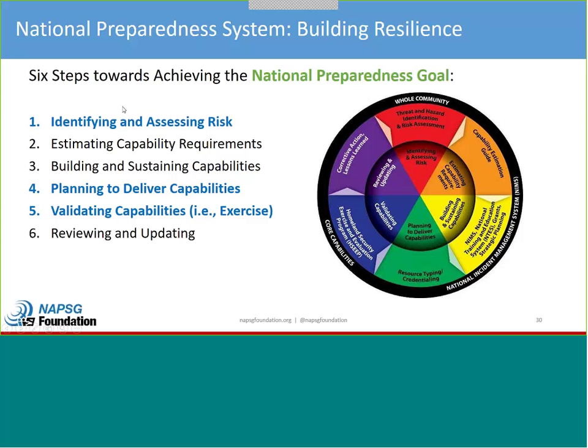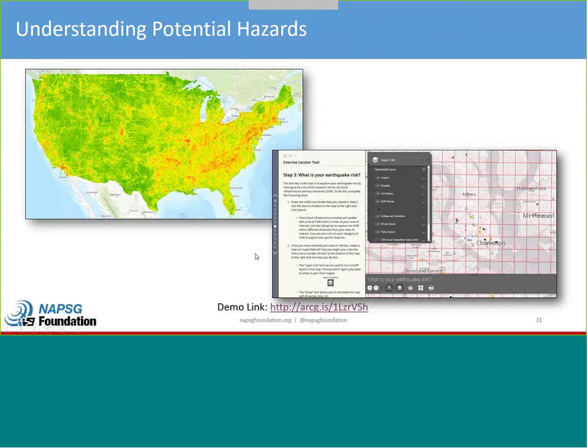So that's identifying and assessing risk, which is the red area on the graphic, as well as planning to deliver capabilities, which is down here in green, and then validating capabilities, often executed through emergency management exercises. So those are the three areas we're going to focus on in today's session.